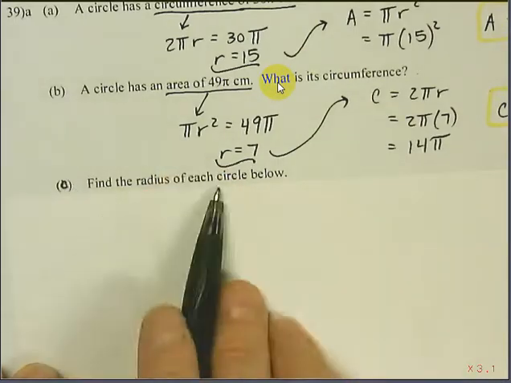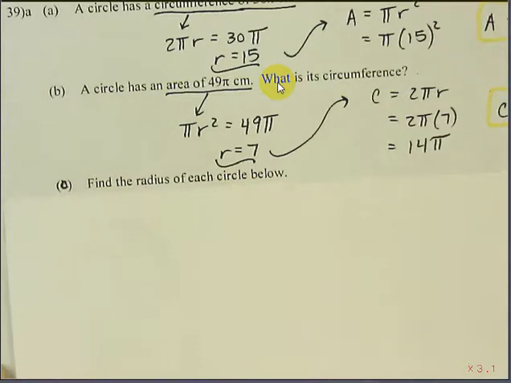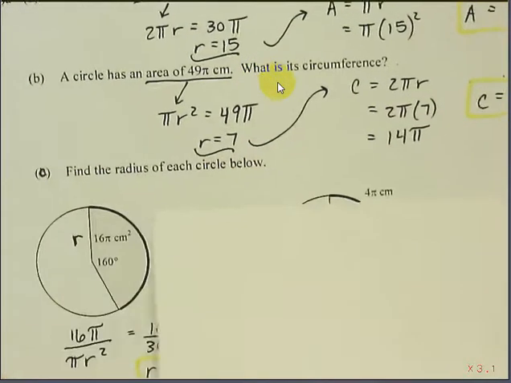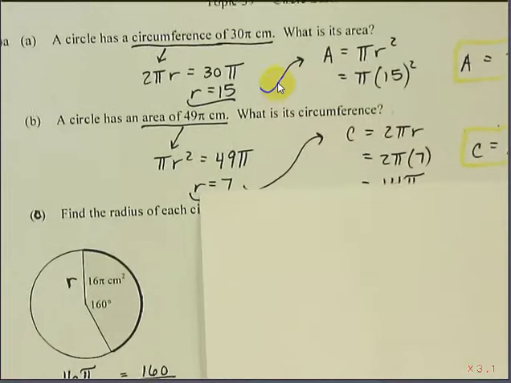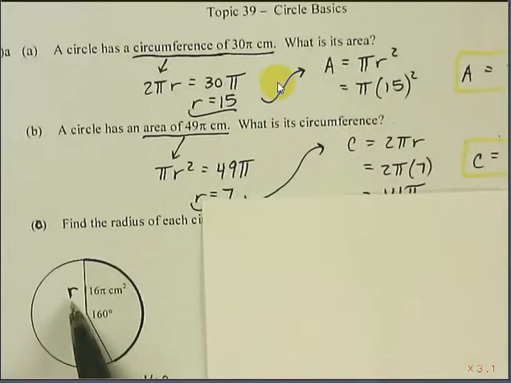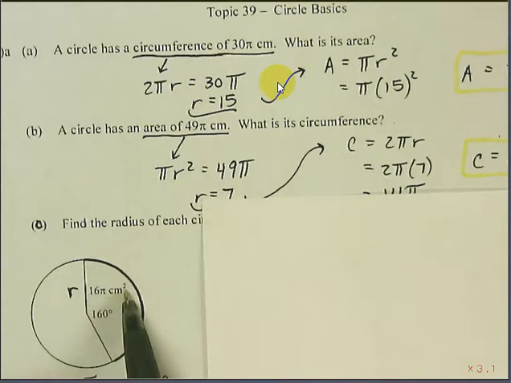Okay, find the radius of each circle below. Okay, so the first one, the radius was not labeled, so if they say find the radius, I'm going to label that r. Notice we have 16 pi centimeters squared, so that tells me that's representing the area of the sector, the shaded region. And 160 is the central angle, so I'm going to be using my formula for the area of the sector.